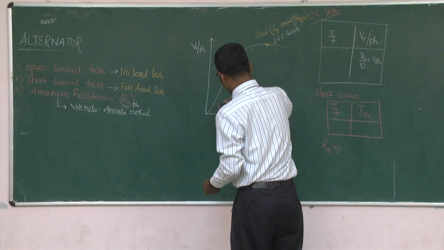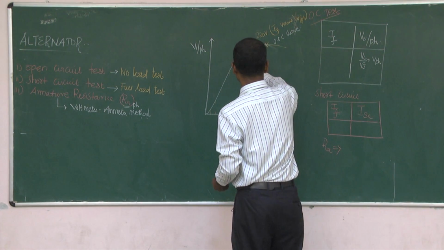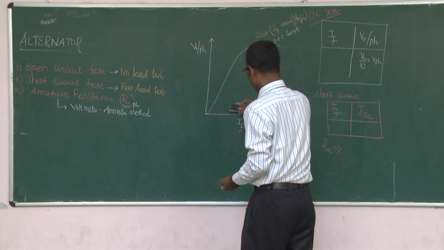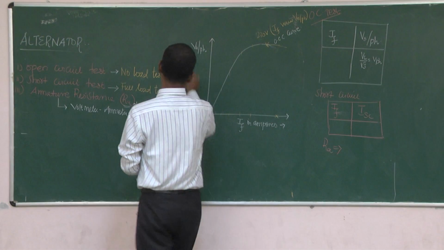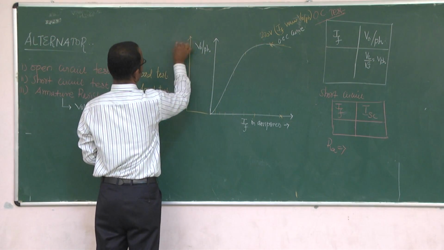Then by using the short circuit test, we are going to plot the next graph. It is also going to be plotted on the same graph sheet. The x-axis value is the same. On the y-axis, we are going to take the short circuit current.